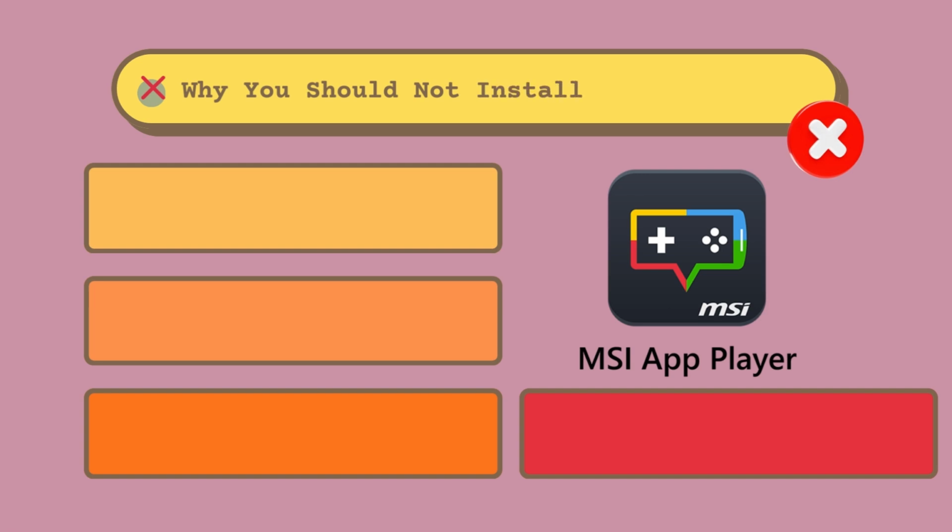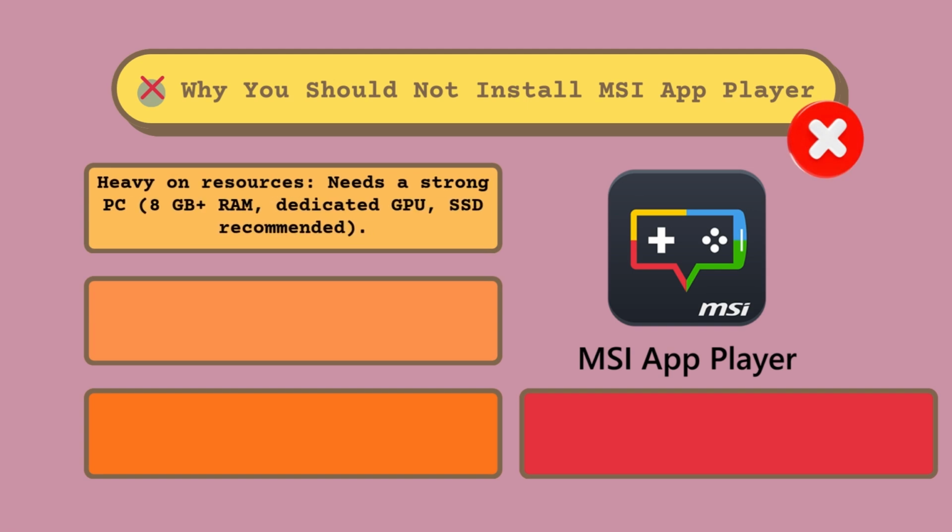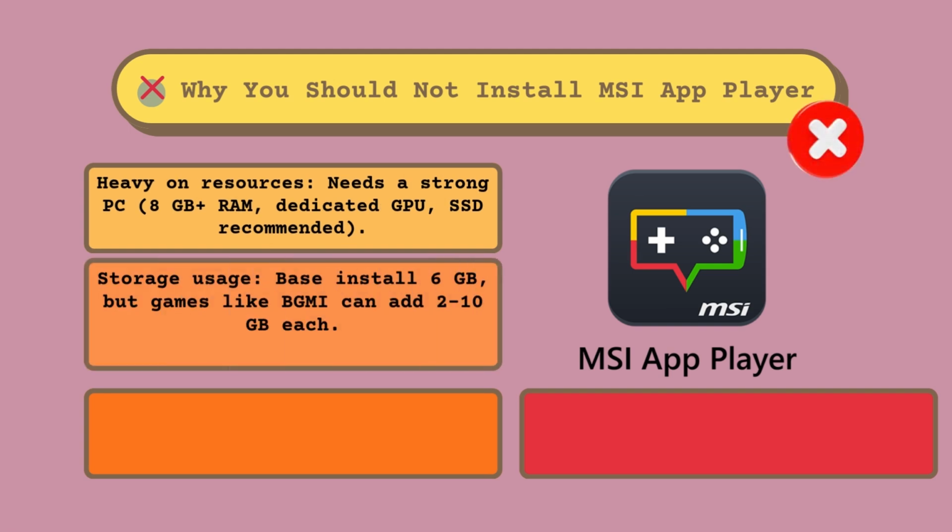Why you should not install MSI App Player. Heavy on resources. Needs a strong PC, 8 GB plus RAM, dedicated GPU, SSD recommended. On weaker systems, it may lag. Storage usage. Base install 6 GB, but games like BGMI can add up to 10 GB each.